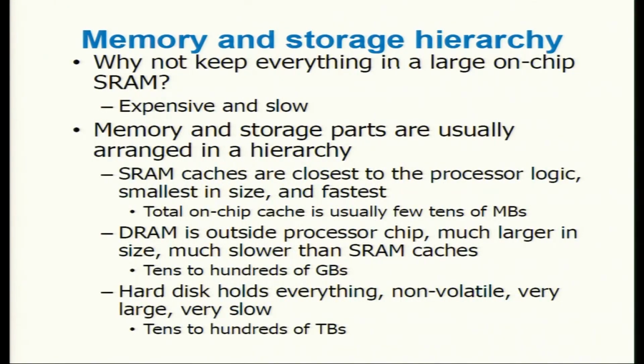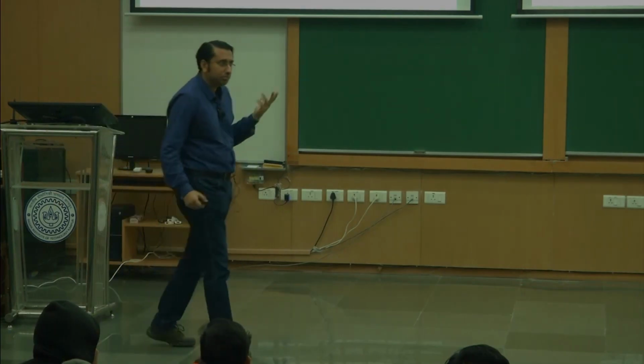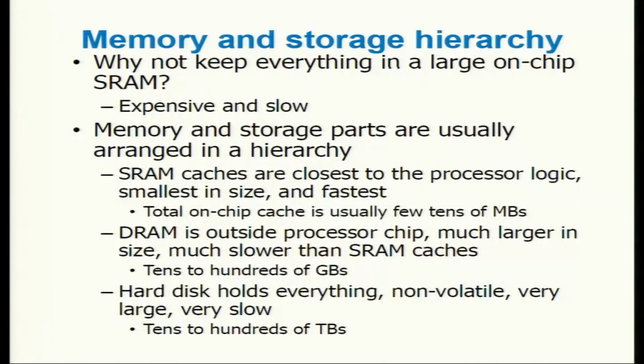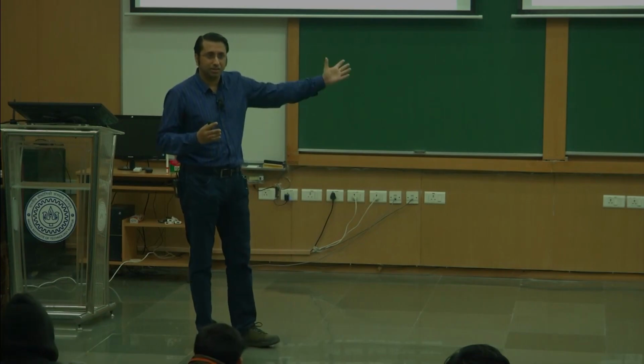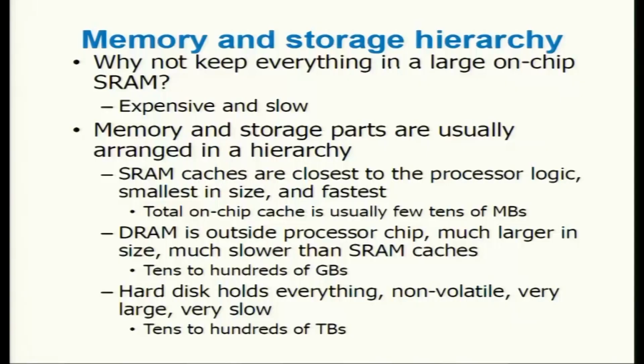Now the obvious question that needs to be answered before we can move on is, why not have everything in a large on-chip SRAM cache? Because that should be my dream. I don't want to talk to the slow DRAM ever. Well, yes, it's possible, we can do that. Nothing is impossible, but the only problem is that, first of all, it's going to cost a lot. SRAM is expensive to build, it takes up area, and it gets slower and slower as it gets larger and larger. There are certain principles from electrical engineering that play here. So you can't keep everything in a large SRAM.